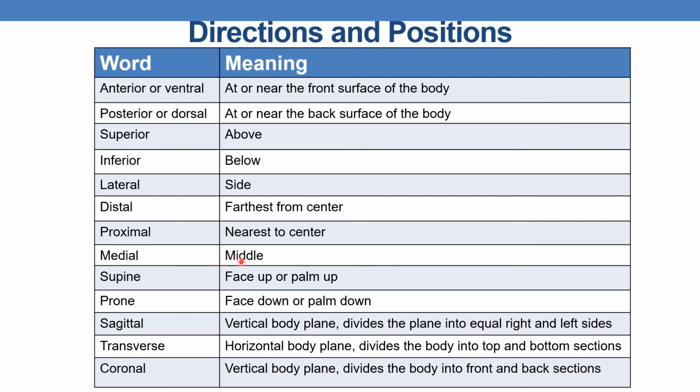Medial means middle. Supine means face up or palm up. Prone means face down or palm down. Sagittal means vertical body plane. It divides the body into equal right and left sides. Next is transverse. It is a horizontal body plane. It divides the body into top and bottom sections.